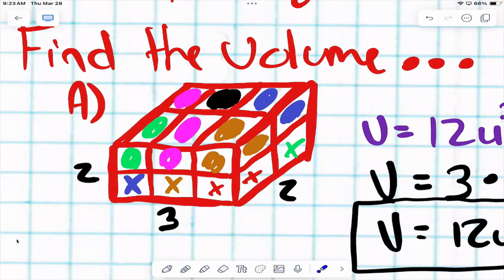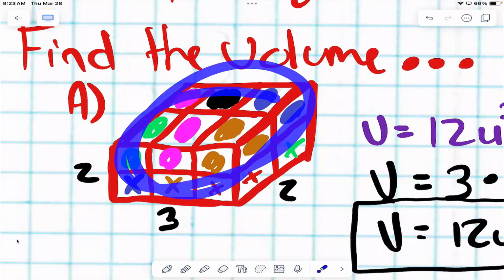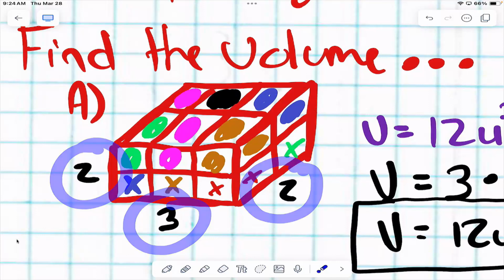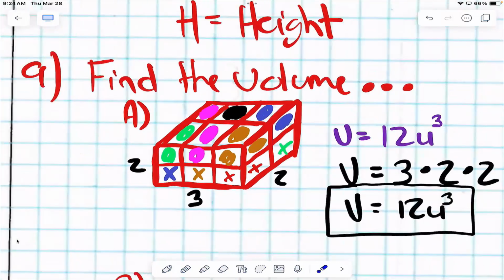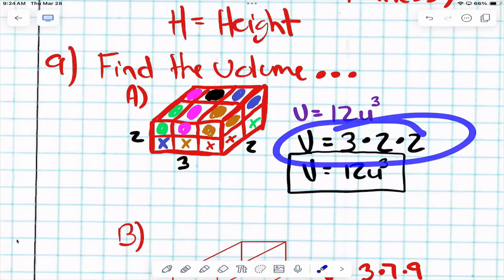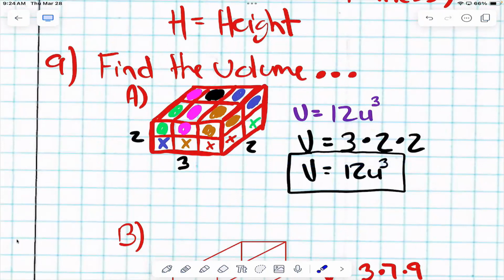Here's a cube. What's a better idea? Count all of the cubes or do the length times the width times the height? And if you count all the cubes, if you decide you do want to do that, remember there's going to be 2 cubes that we can't actually see, right? Okay, cool. So, I don't know what else to say. 3 times 2 times 2, right? Length times width times height.